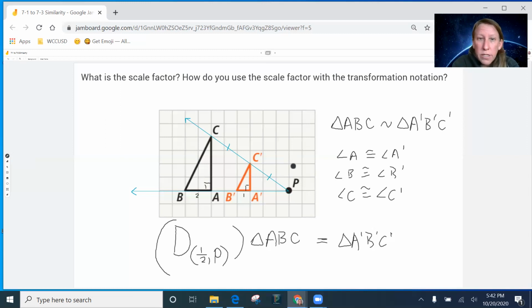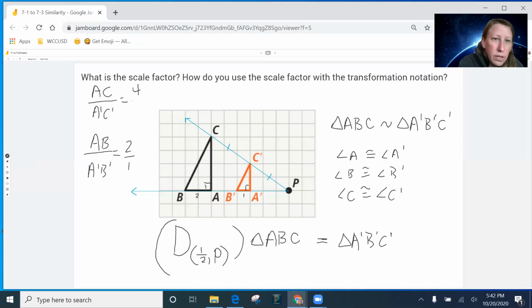So what's the relationship between the sides? AB is 2, and A prime, B prime is 1. Okay. How long is AC? AC is 1, 2, 3, 4. And A prime, C prime is 2. So these ratios are equivalent, right?